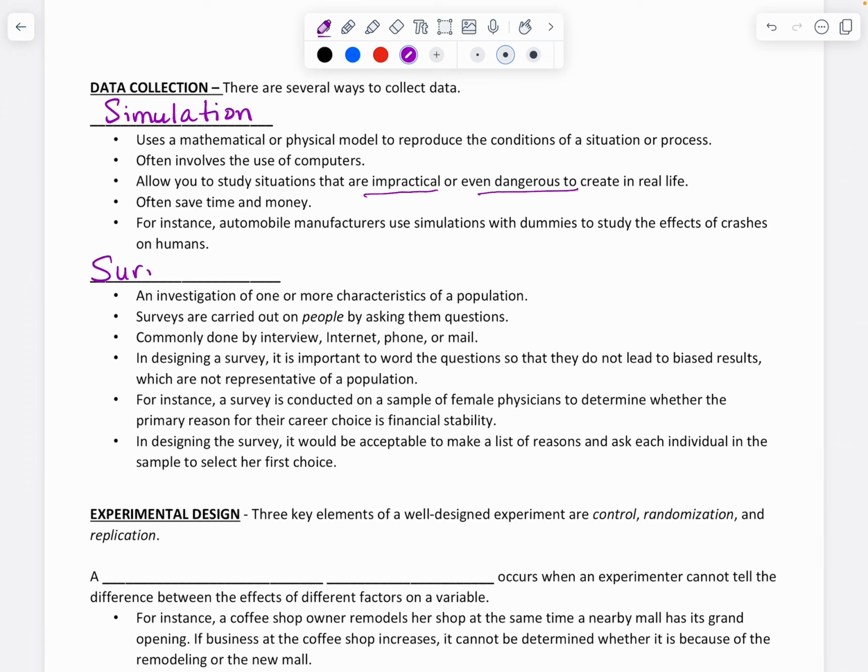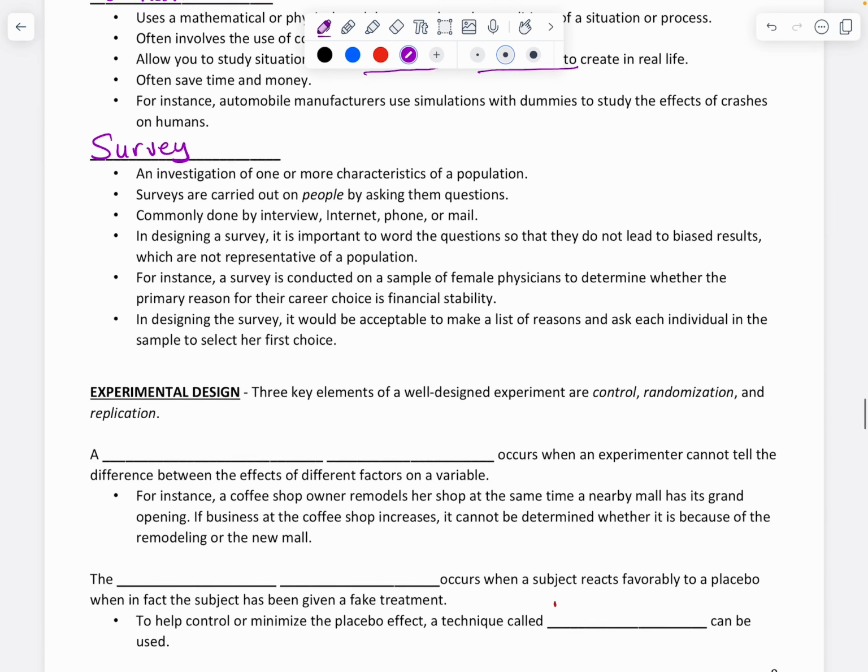Next one is a survey. You've seen that oftentimes in a lot of the examples that we've had so far, where you actually conduct a survey. A survey is an investigation of one or more characteristics of a population. Surveys are carried out by people by asking them questions, commonly done with an interview, internet, mail, or phone.